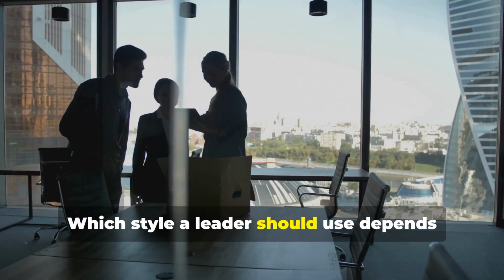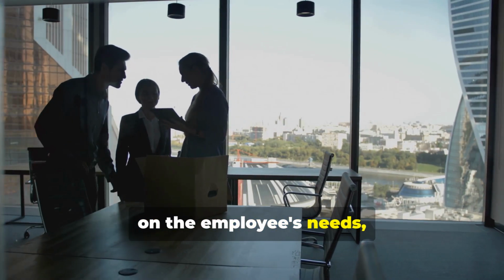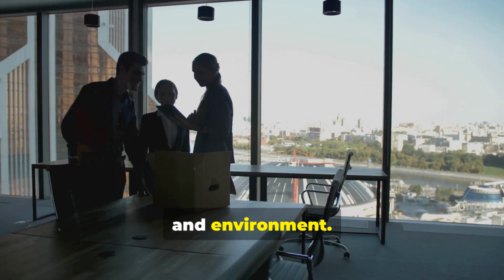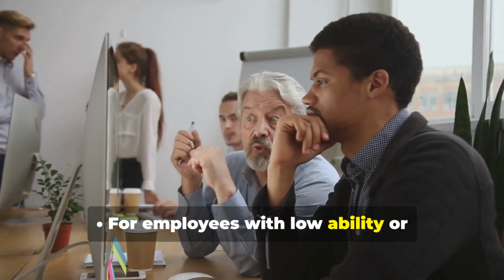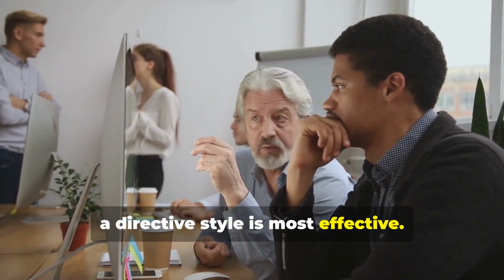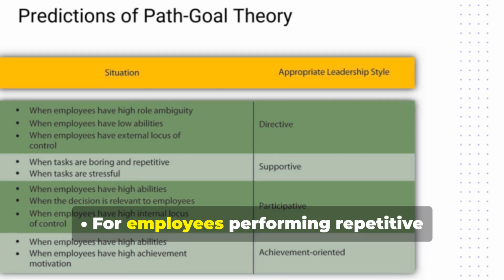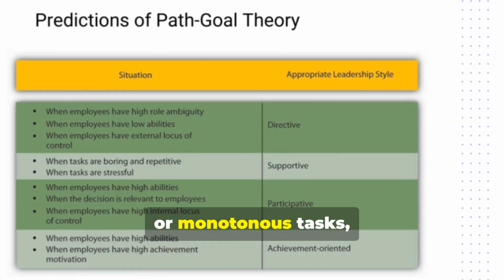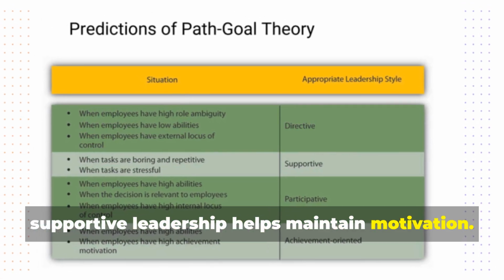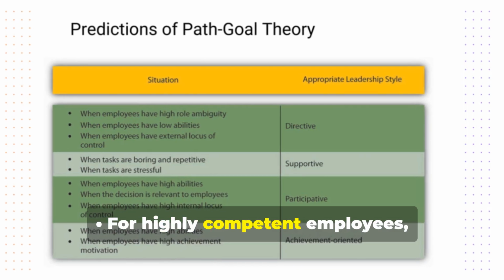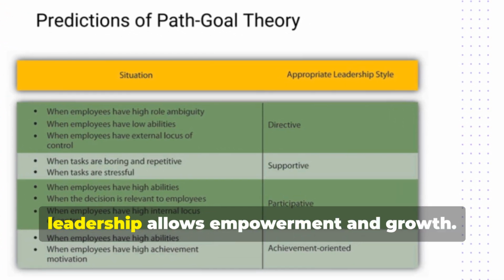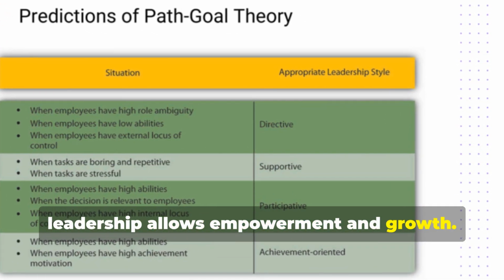Which style a leader should use depends on the employee's needs, task structure, and environment. For employees with low ability or high role ambiguity, a directive style is most effective. For employees performing repetitive or monotonous tasks, supportive leadership helps maintain motivation. For highly competent employees, participative or achievement-oriented leadership allows empowerment and growth.